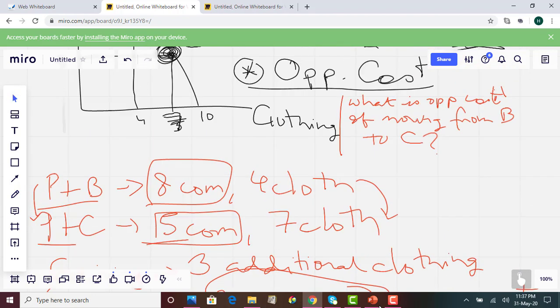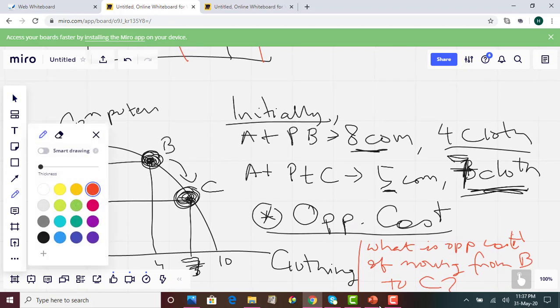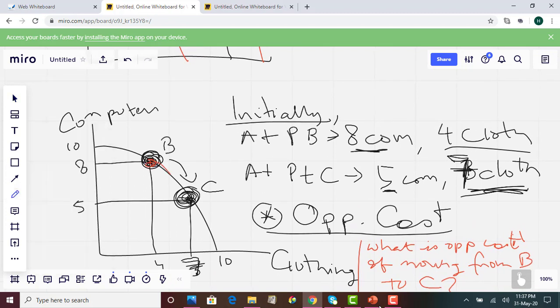Again, if we are moving from point B to C, we are giving up 3 computers, and that is our opportunity cost. So again, this is important because we can calculate opportunity cost from a PPF as we move from one point to another point.